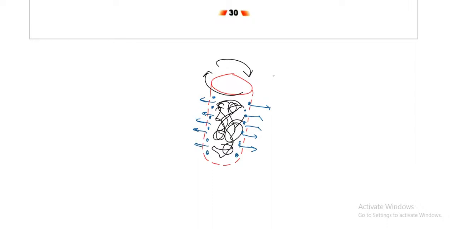So here what is used? Centrifugal force is used. What does this force do? It just shifts the heavier things to the outer side. So here water is heavier, so it is thrown towards the outer side. So students, like this we have completed this chapter 3.